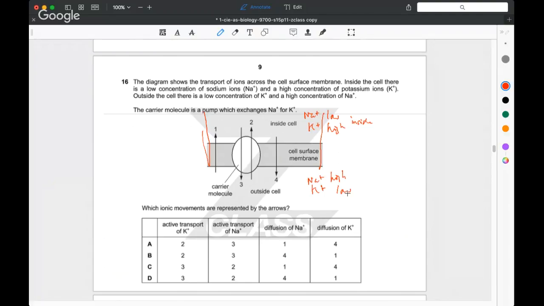Now, just by diffusion, any substance is going to diffuse from a high to a low concentration. So potassium is going to diffuse, isn't it? So potassium is diffusing that way. Now you've got sodium at a high concentration outside the cell. Sodium is at a low concentration inside the cell. So sodium is going to be diffusing that way.